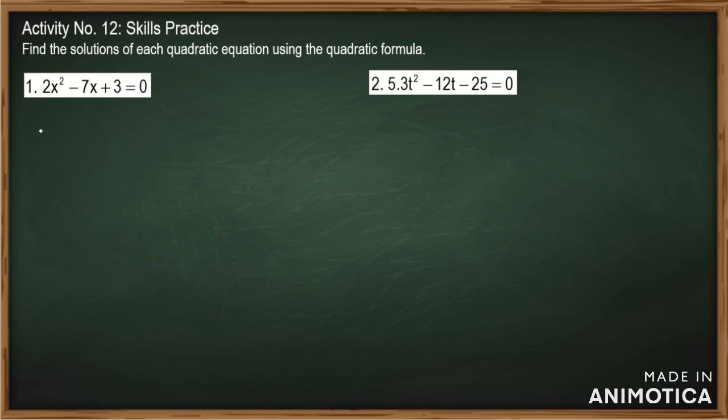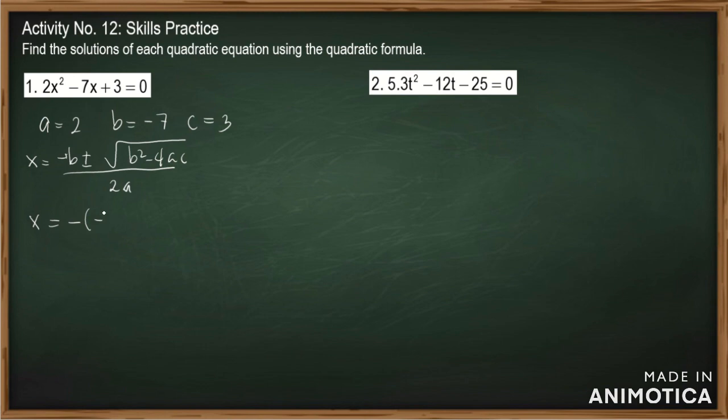So what we are going to do is identify the values of a, b, and c. So here our a is equal to 2, our b is equal to negative 7, and our c is equal to 3. Then we substitute in the formula. x is equal to negative of b plus minus the square root of b squared minus 4ac over 2a. And then we substitute each. We have negative of b. Our b is negative 7.